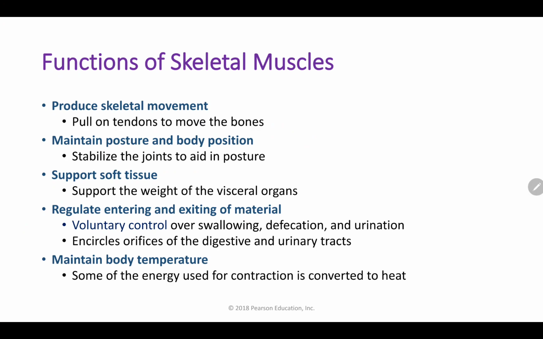Now, here are the functions of skeletal muscles. We produce skeletal movement, so we pull on tendons to move bones. We maintain posture and body position. We support soft tissues. We regulate the entering and exiting of material, and we maintain body temperature, right? So remember these 5 functions of skeletal muscles.